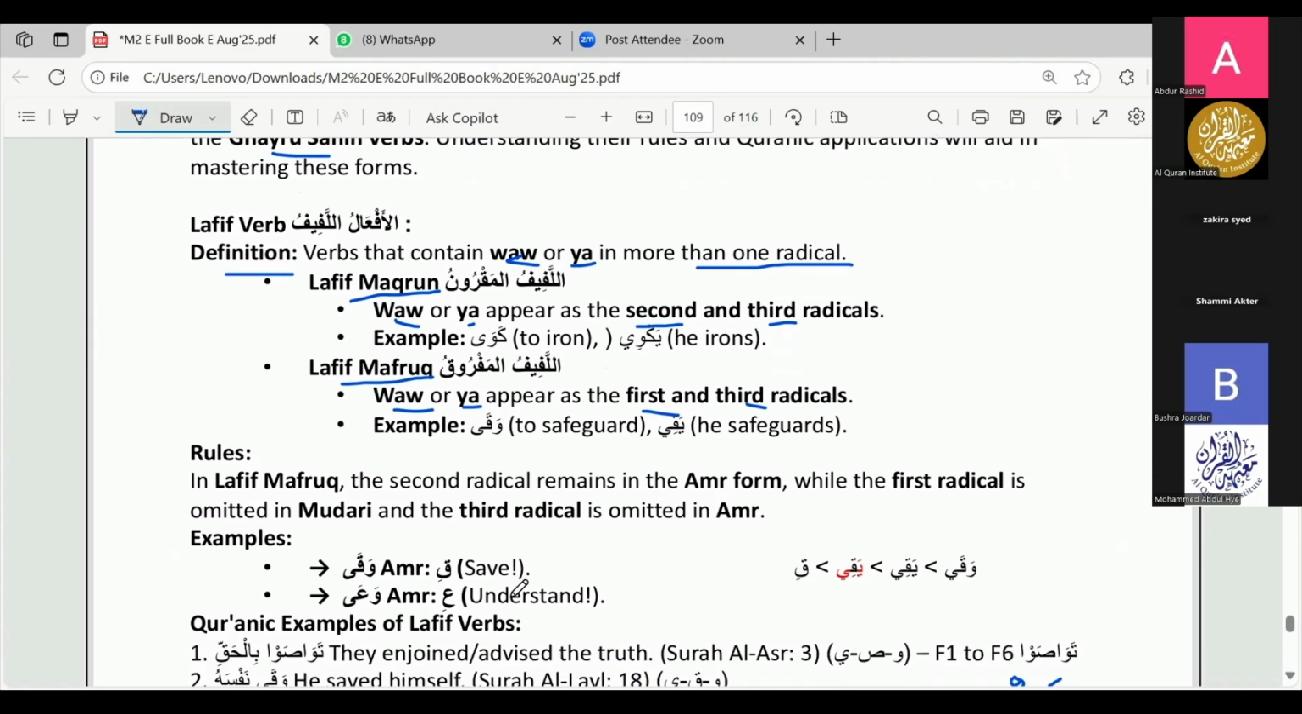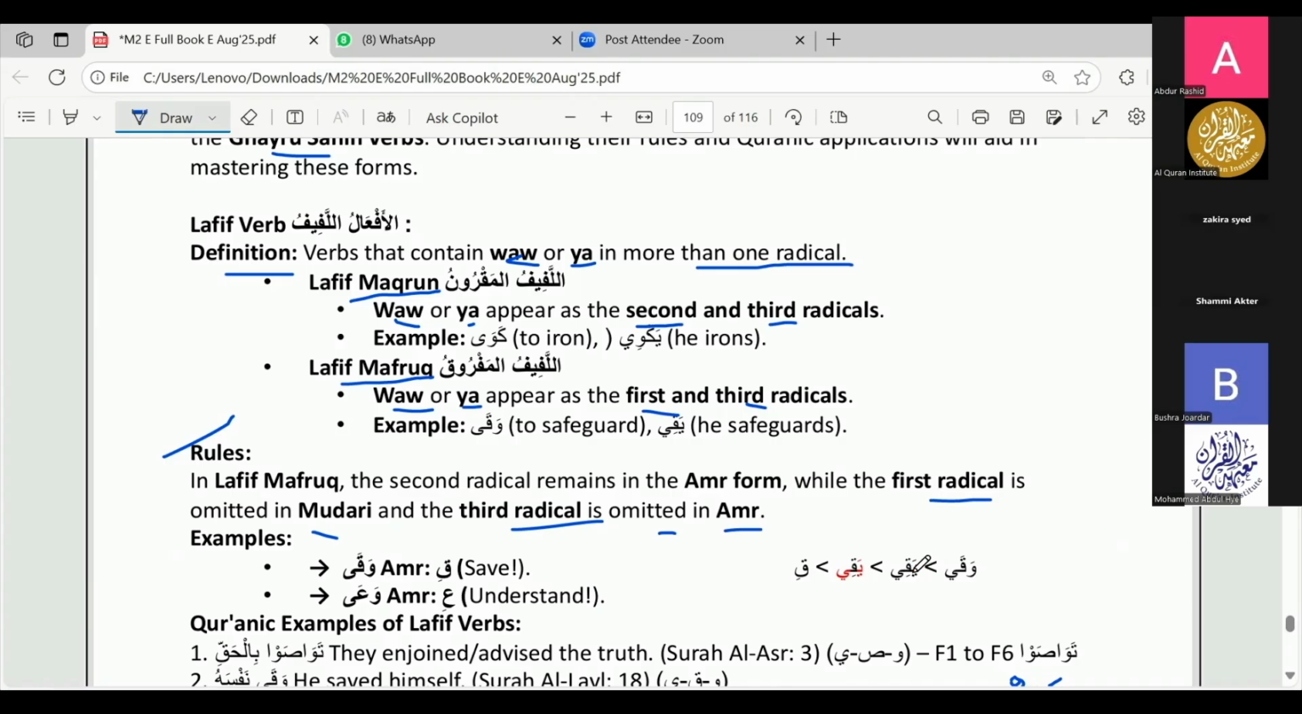So there is not that much for the amr formation. One of the rules is that the first radical is omitted, so it dropped in the mudari, and the third radical is also omitted in the amr. So here, if you look at this example, wa, qaf, ya. This is the root letters where waw and ya are in the first and third radicals, which is lafif mafruk, because they are apart from each other.